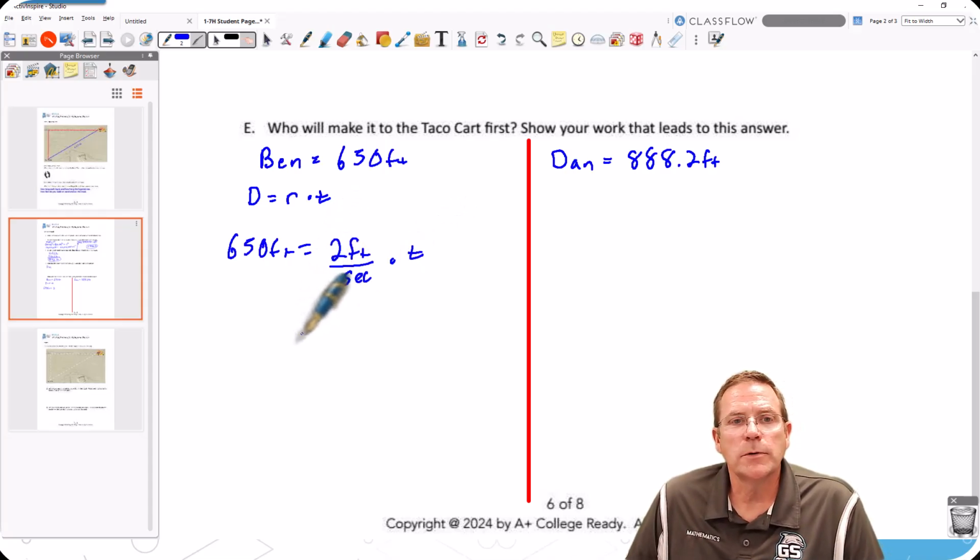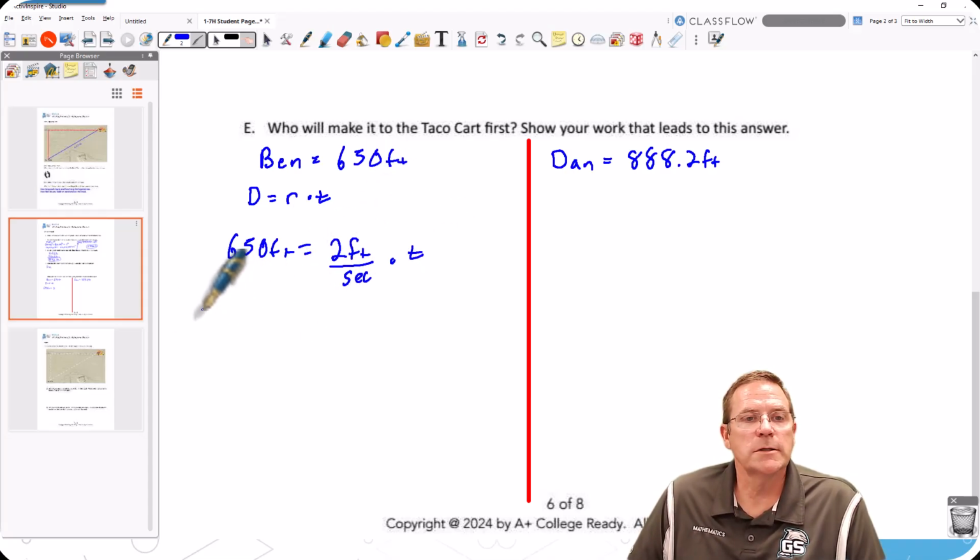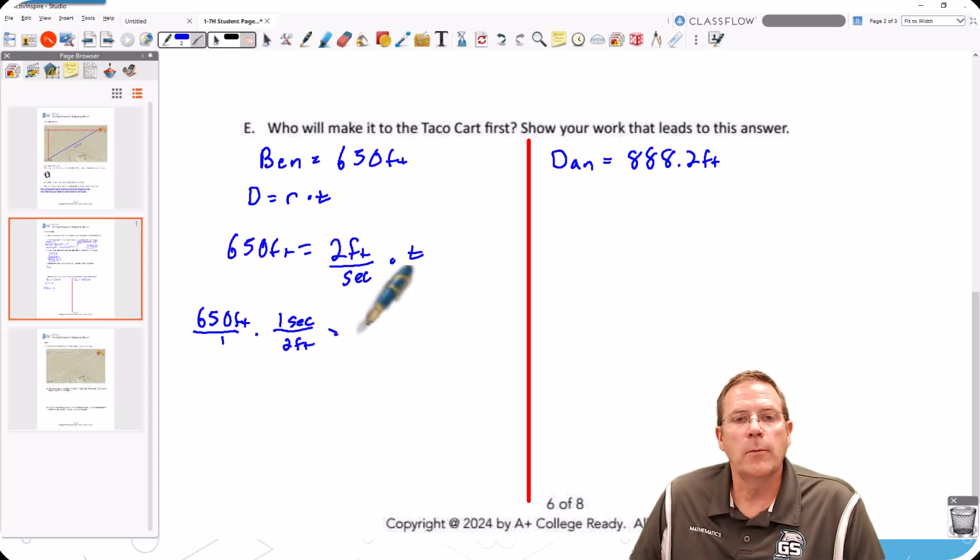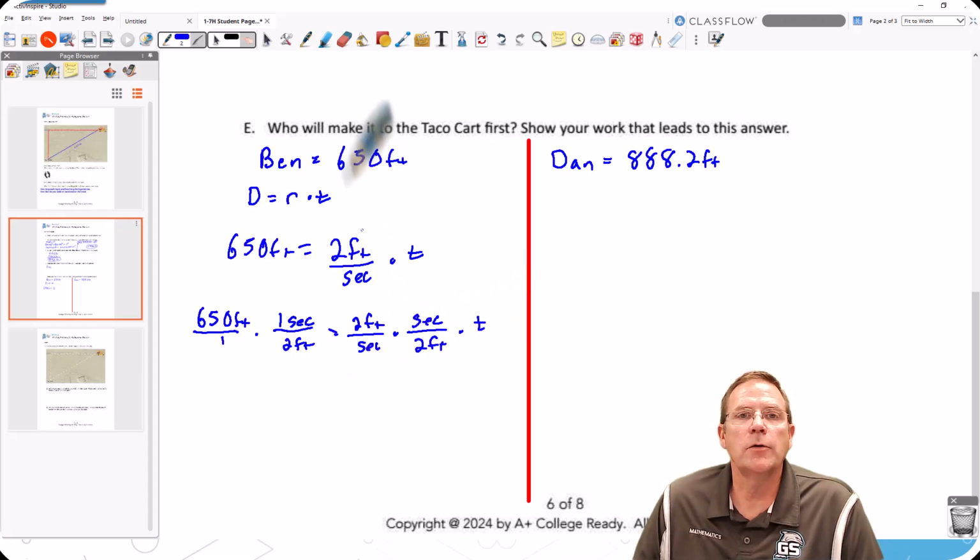I'm going to multiply both sides by the reciprocal of this. That's going to give me 650 feet over 1 times 1 second over 2 feet equals 2 feet over 1 second times 1 second over 2 feet times time. And in doing that, some cool stuff is about to happen.